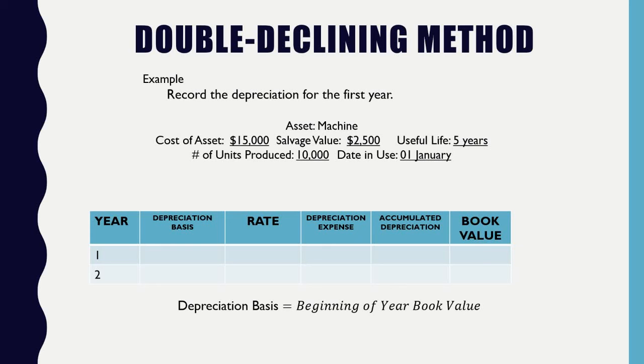So assuming that you do depreciation at the very, very end of the year, let's go ahead and solve each part of the table. So first things first is solve for the depreciation basis. If my depreciation basis is going to be the beginning of the year's book value, what can I assume? When I acquire my asset for the first time, and this is the first year that I'm depreciating it, what is going to be my beginning of the year's book value?